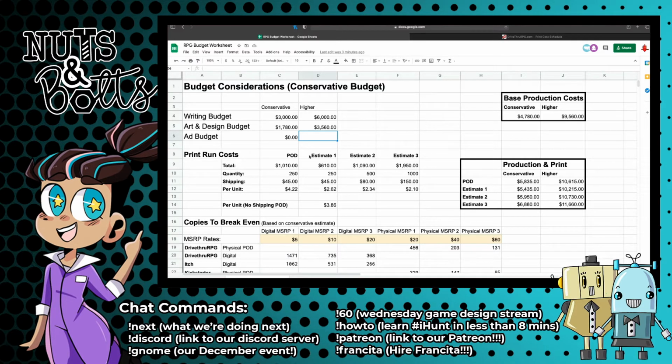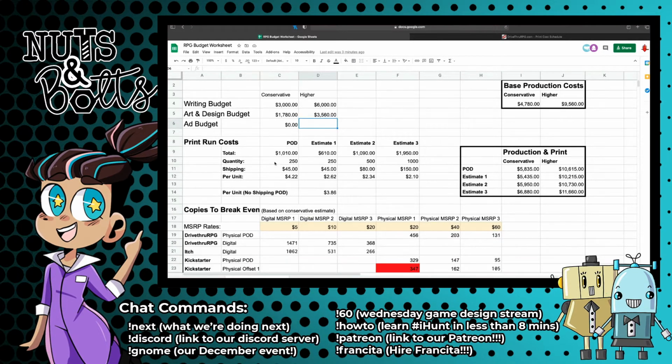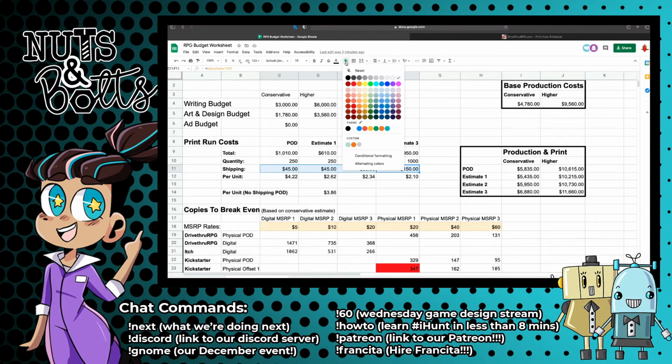And then this is your print run costs. This is going to take your 3 estimates from the other side, and it's going to break down the cost of your print runs. It's going to break down the quantity that you're going to receive, and then you're going to want to input the shipping here. You got to do this yourself. So I should actually make that highlighted.